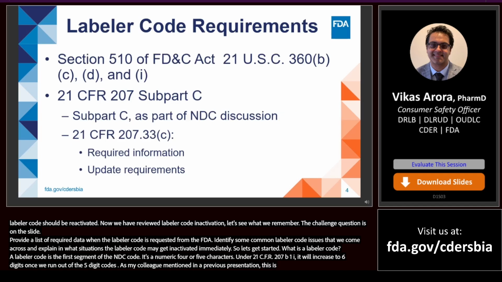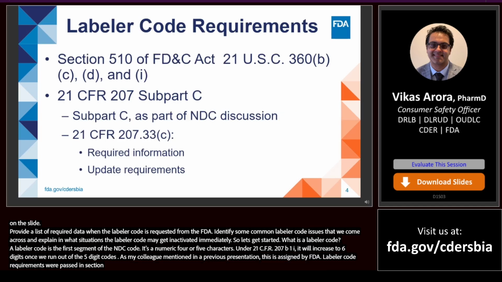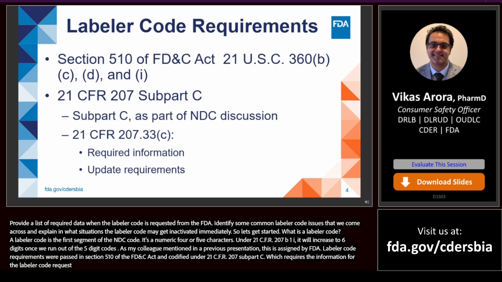So Labeler Code requirements were passed in Section 510 of the Food, Drug, and Cosmetic Act and codified under 21 CFR 207.33(c), which states the required information needed for a Labeler Code request, as well as the update requirements. In what time frame does this required information need to be updated when there is a change?